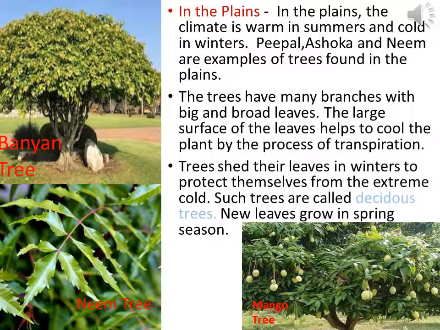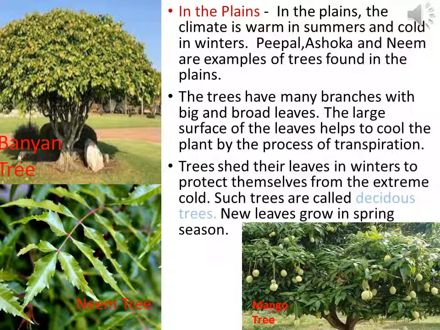In the plains, the climate is warm in summers and cold in winters. Peepal, Ashoka and Neem are examples of trees found in the plains. The trees have many branches with big and broad leaves. The large surface of the leaves helps to cool the plant by the process of transpiration. Now, what is transpiration? It is the process where plants absorb water through the roots and then give off water vapor through pores, that is, small openings in the leaves.